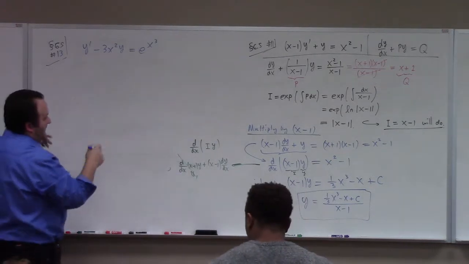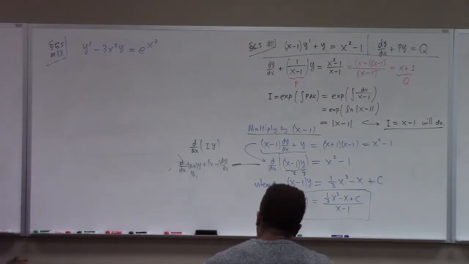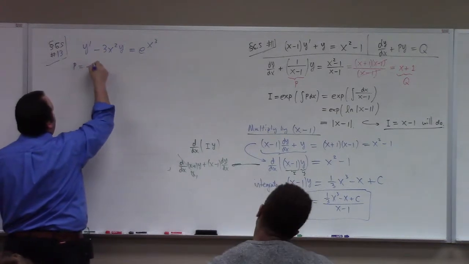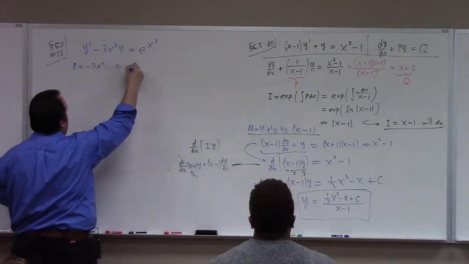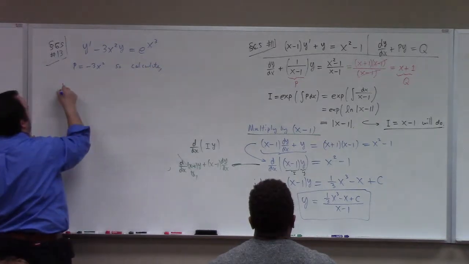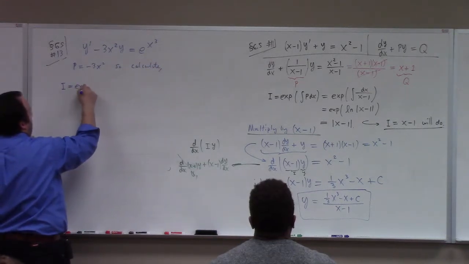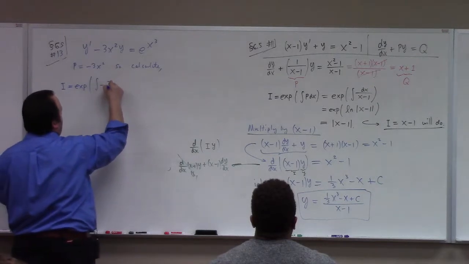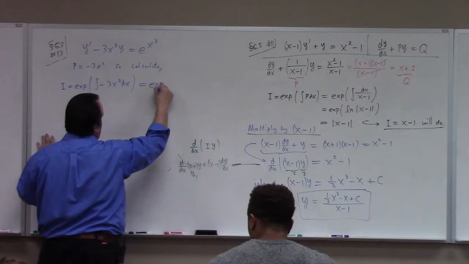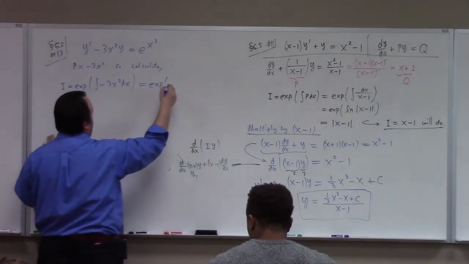So the first step we don't have to do. It's already in the standard form, y prime plus py equal to q. So p is minus 3x squared. So calculate I: the exponential of the integral of minus 3x squared dx. That's the exponential of what? Of minus x cubed.